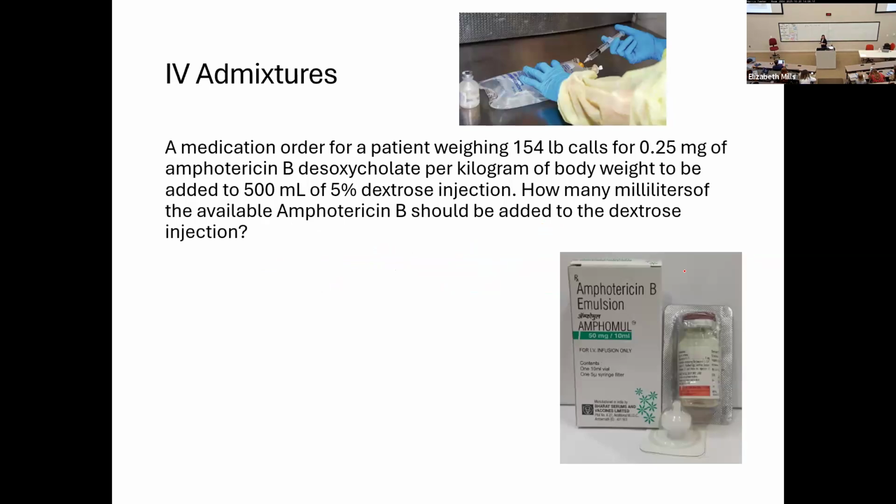So here is a picture at the top. You can see that we have a sterile hood and a technician or a pharmacist adding an admixture to the bag. We want to add amphotericin B emulsion, which is 50 milligrams per 10 mLs, reducing to 5 milligrams per mL. We have an order for our patient weighing 154 pounds, and the order calls for 0.25 milligrams of amphotericin per kilogram of body weight, to be put in 500 milliliters of D5 injection. We want to know how many milliliters of the available amphotericin B need to be added to the dextrose.